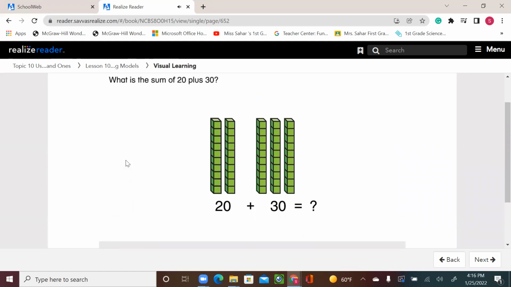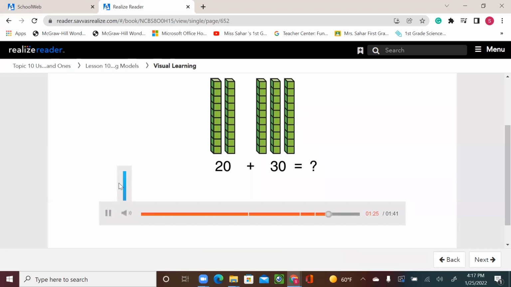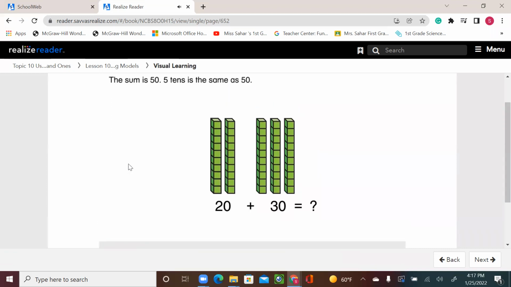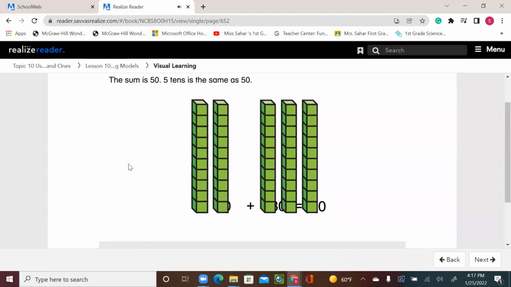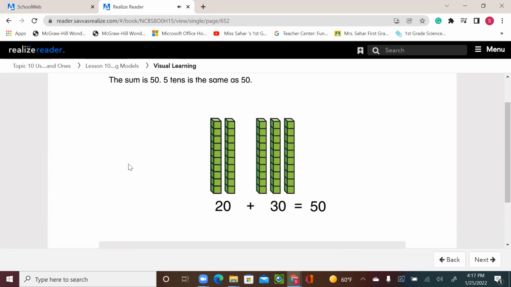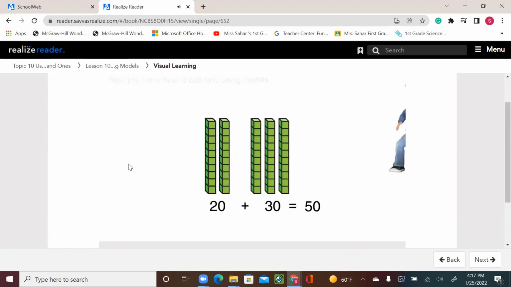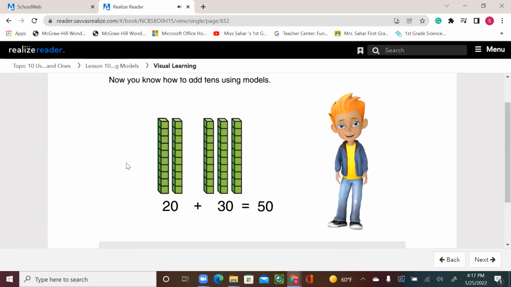What is the sum of 20 plus 30? 20 plus 30 equals 50. 2 tens plus 3 tens equals 5 tens. The sum is 50. 5 tens is the same as 50. Now you know how to add tens using models. Adding tens is fun!